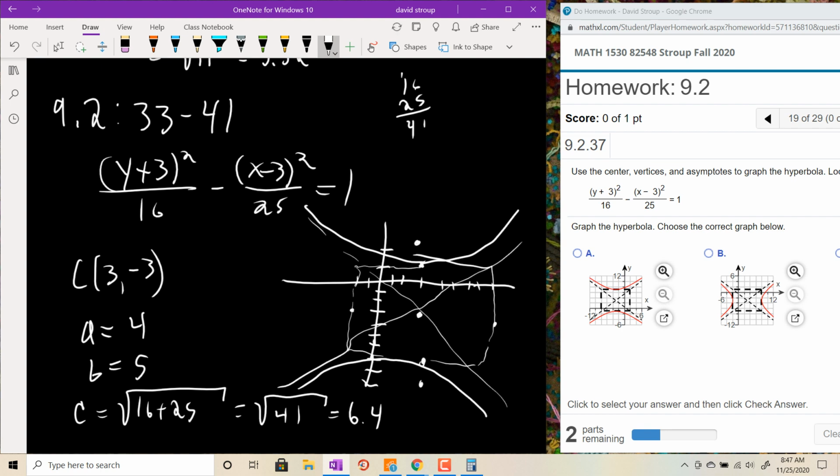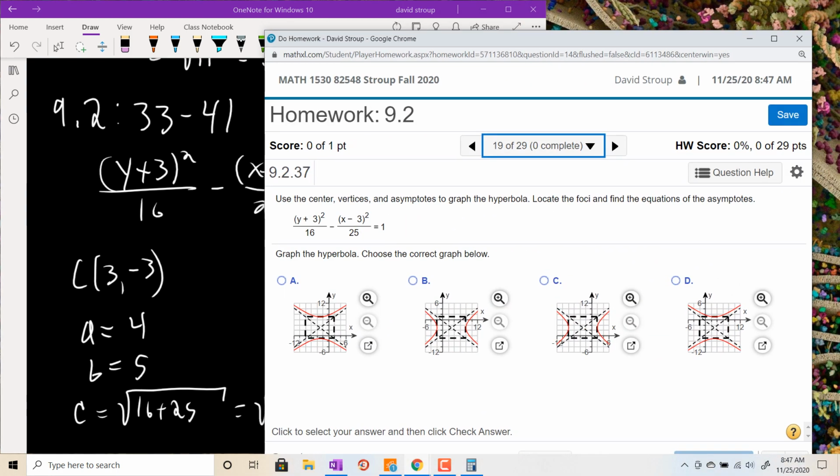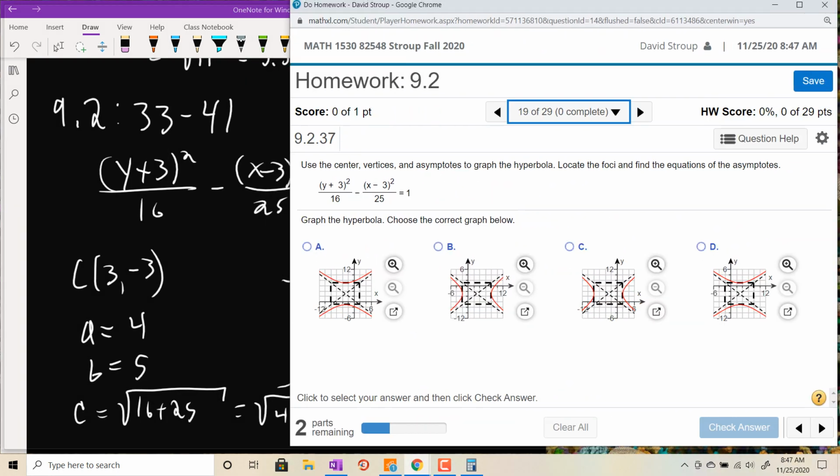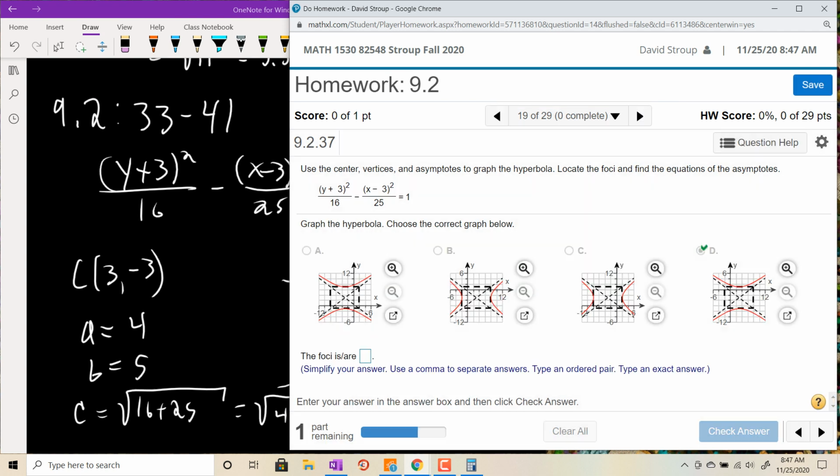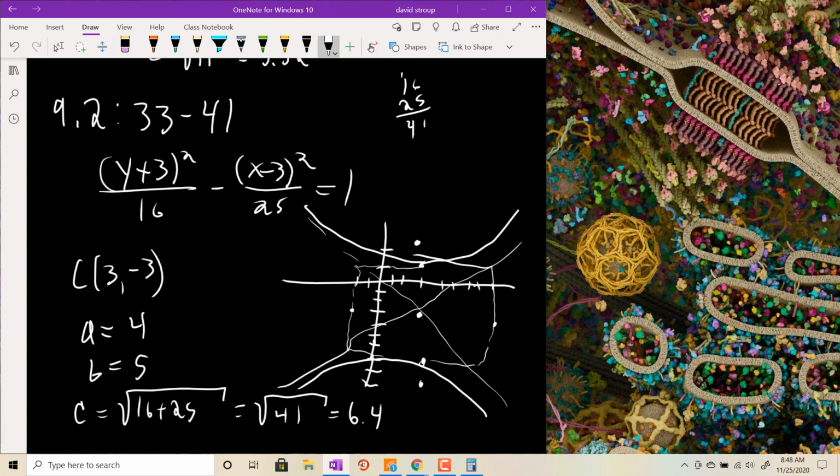Okay, so let's see which one it is. It's not the first one. It's not the second one. It's not the third one. So it must be the fourth one. Okay, so D. Check answer. The foci. So you have formulas for all this. The foci will be at, moving up and down, so (3, negative 3) plus or minus root 41.